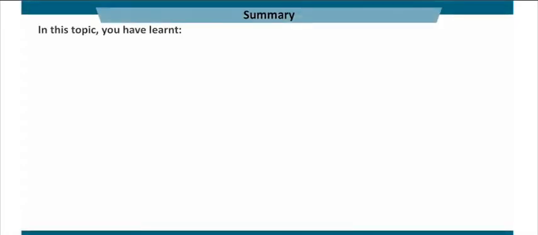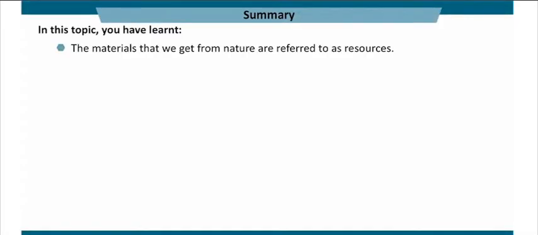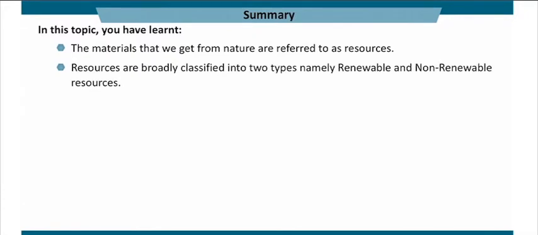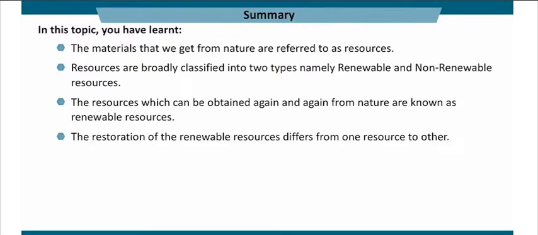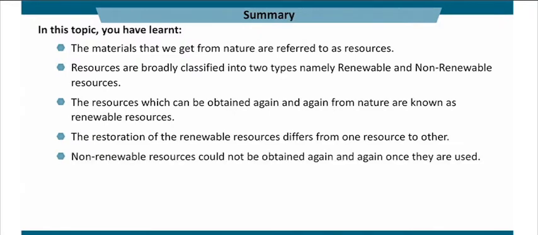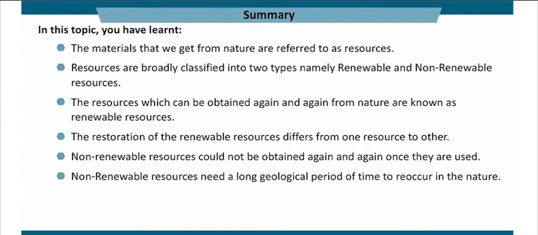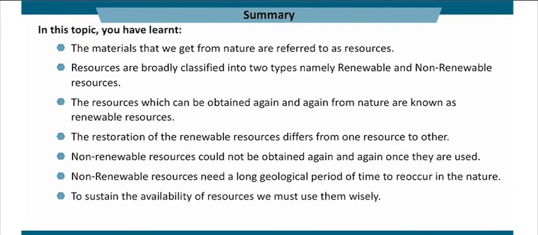In this topic, you have learnt that the materials that we get from nature are referred to as resources. Resources are broadly classified into two types, namely renewable and non-renewable resources. The resources which can be obtained again and again from nature are known as renewable resources. The restoration of the renewable resources differs from one source to another. Non-renewable resources cannot be obtained again and again once they are used. Non-renewable resources need a long geological period of time to reoccur in nature. To sustain the availability of resources, we must use them wisely.